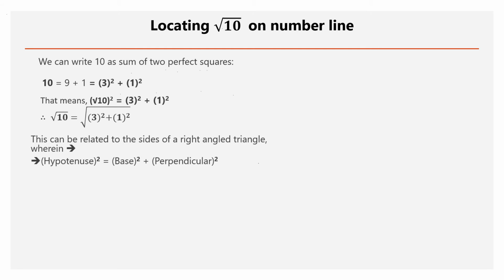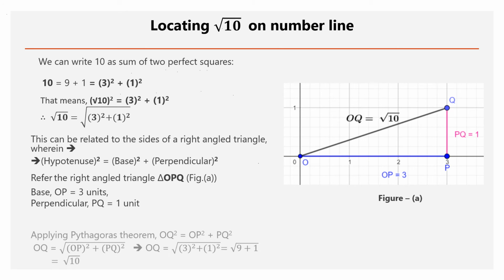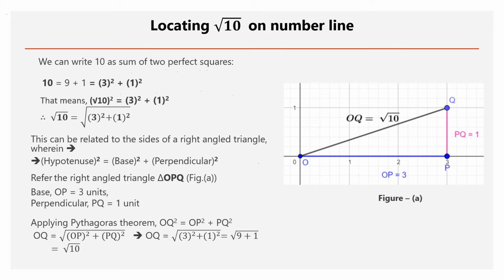This can be related to the sides of a right angled triangle. Here you can see the right angled triangle OPQ. Base OP is 3 units and perpendicular PQ is 1 unit. In that case, the hypotenuse OQ is equal to square root 10 units. So, we will make use of this for locating square root 10 on the number line.